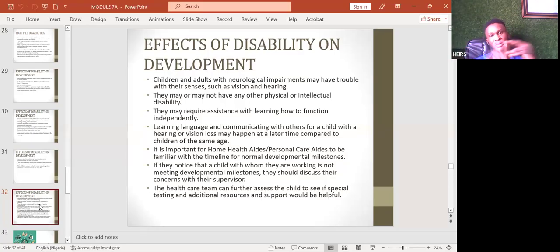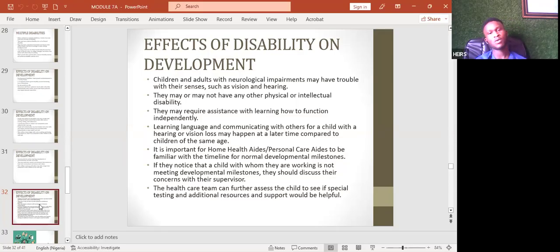Learning language and communication with others for a child with a hearing or vision loss may happen at a later time compared to children of the same age. So for those who are not permanent, it may happen at a later time, but they may still regain it. For those who are permanent, they may never be able to function in that perspective throughout their life.